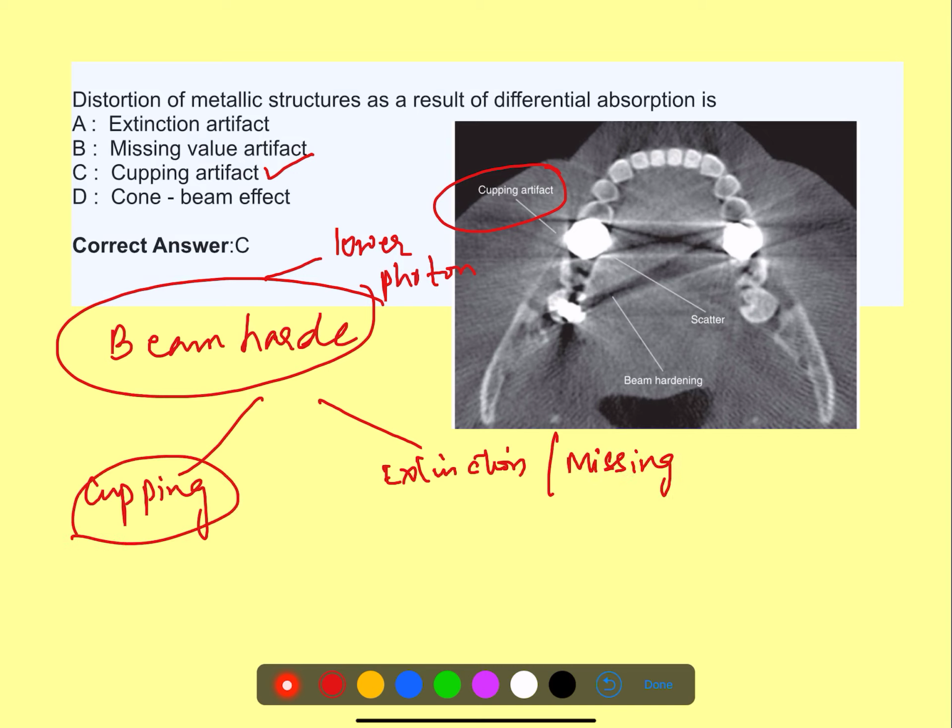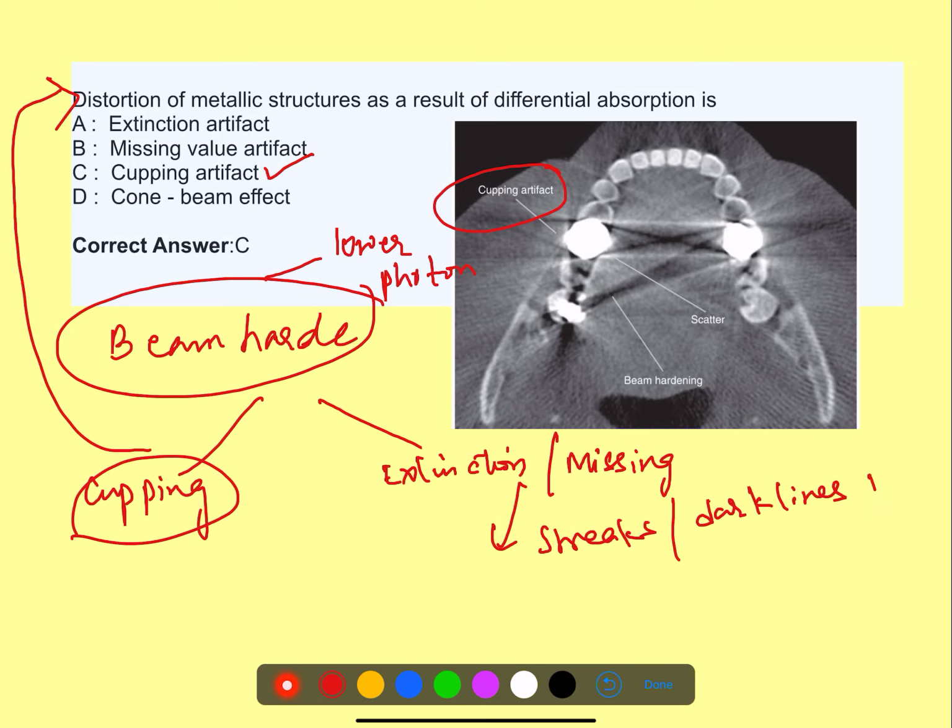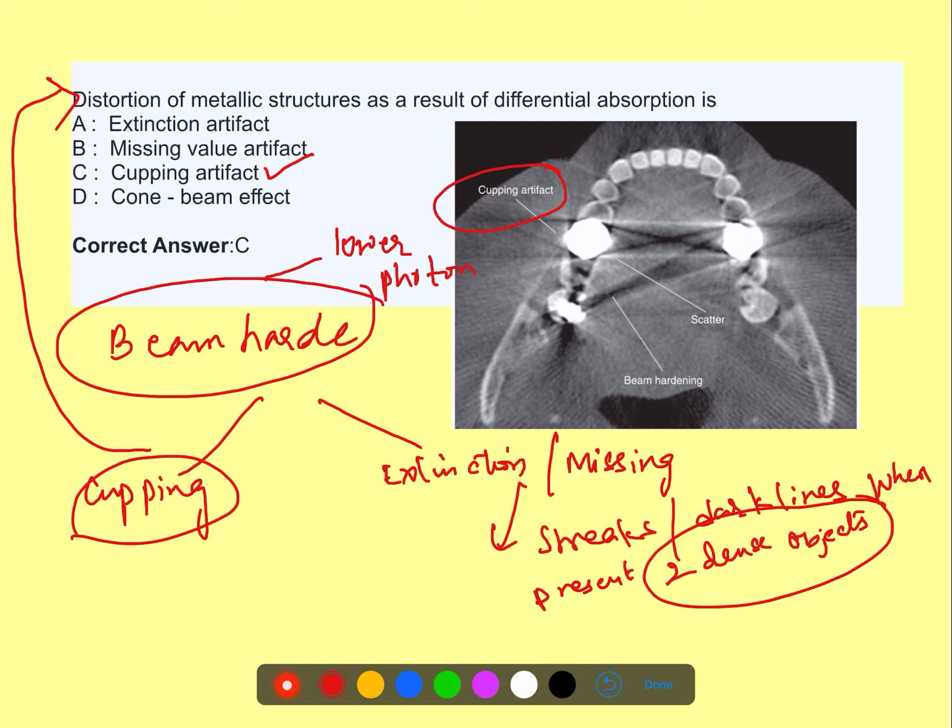So this cupping artifact is due to distortion of the metal structures as a result of differential absorption, whereas this extinction or missing artifact is because streaks or dark lines are formed when the object is present between two dense objects. So dark lines and streaks are formed between two dense objects. It is the extinction or missing artifact. These can be seen in CBCT.